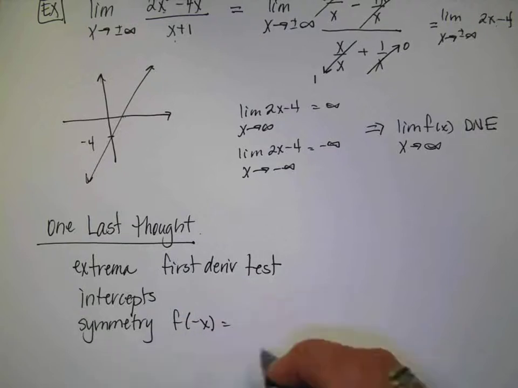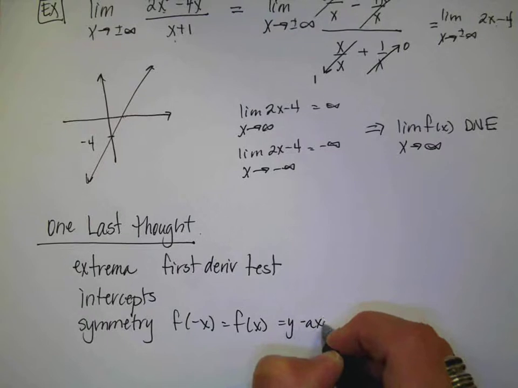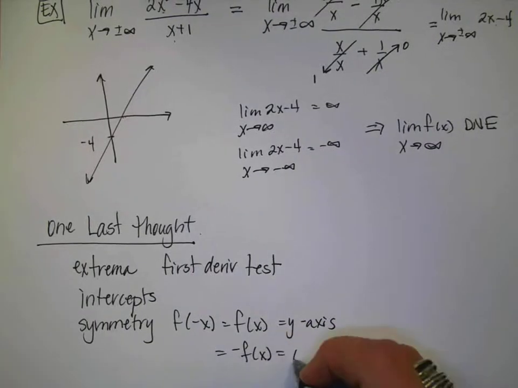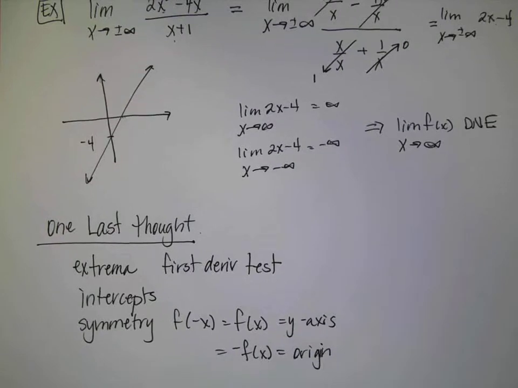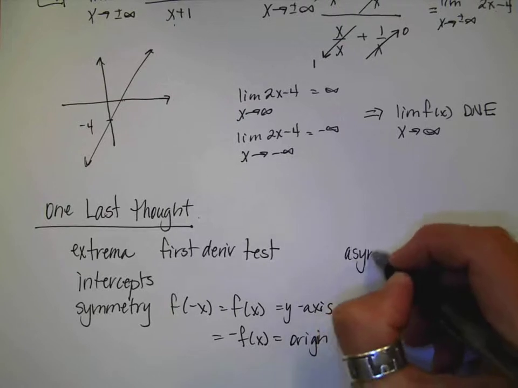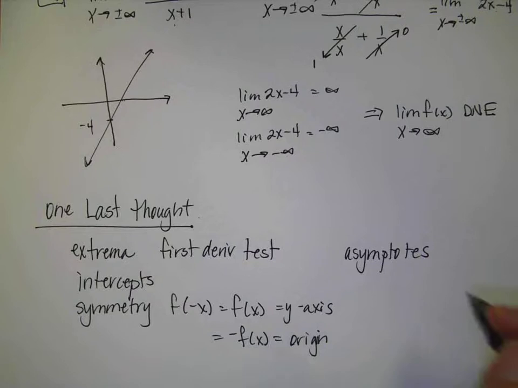We know how to find symmetry, and in case you forgot, we can determine whether I get the original function, which is symmetry about the y-axis, or if all of the signs are the exact opposite, then it's about the origin. So I know what type of symmetry my graph can have. I know how to determine my asymptotes. I hate that word. I can't ever say it right.